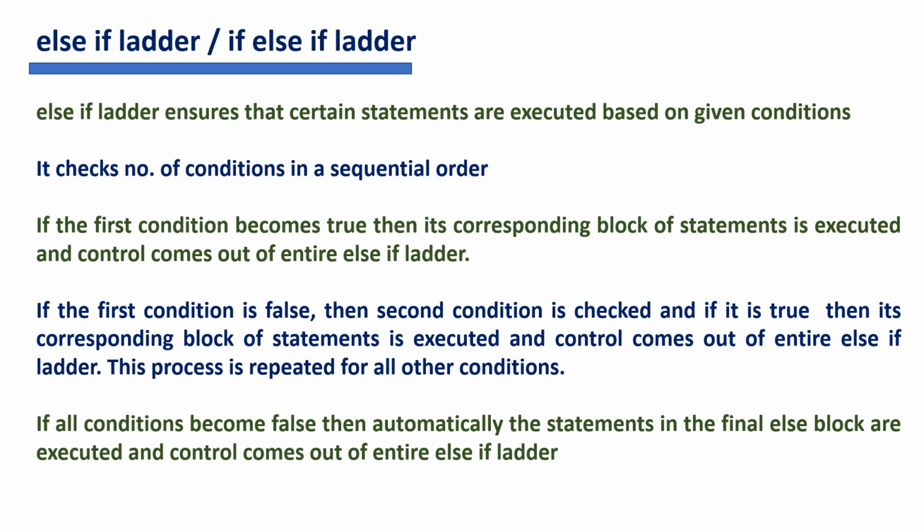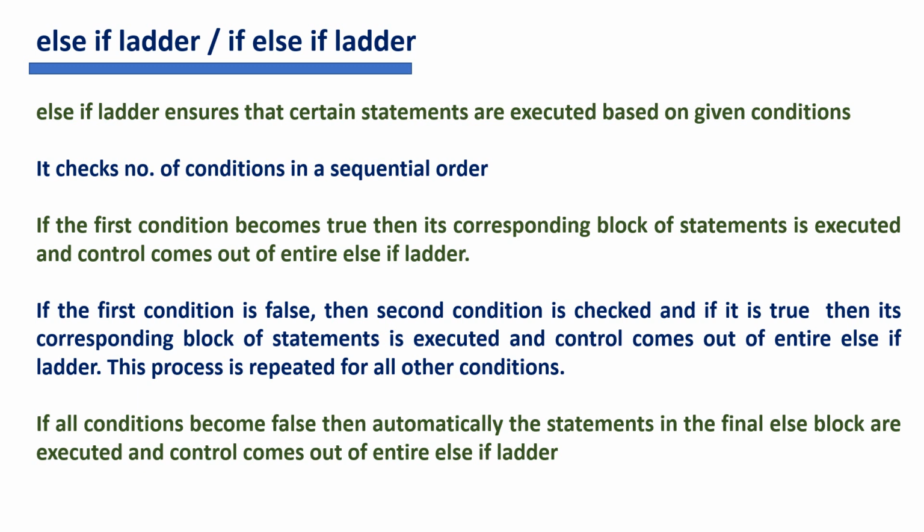It works like this. If the first condition becomes true, then its corresponding block of statements is executed. Then immediately control comes out of the entire else if ladder. If the first condition is false, then the second condition is checked, and if it is true, then its corresponding block of statements is executed and control comes out of the entire else if ladder. This process is repeated for all other conditions.